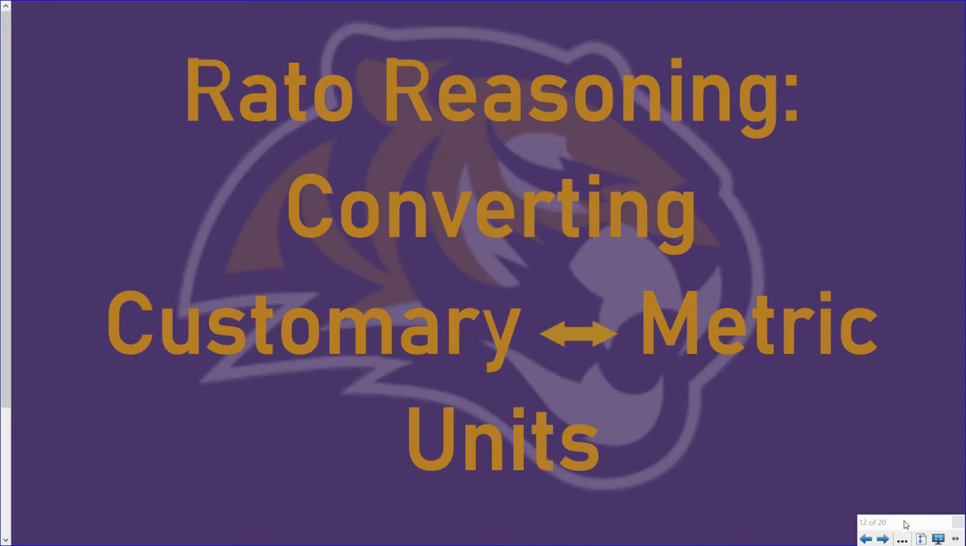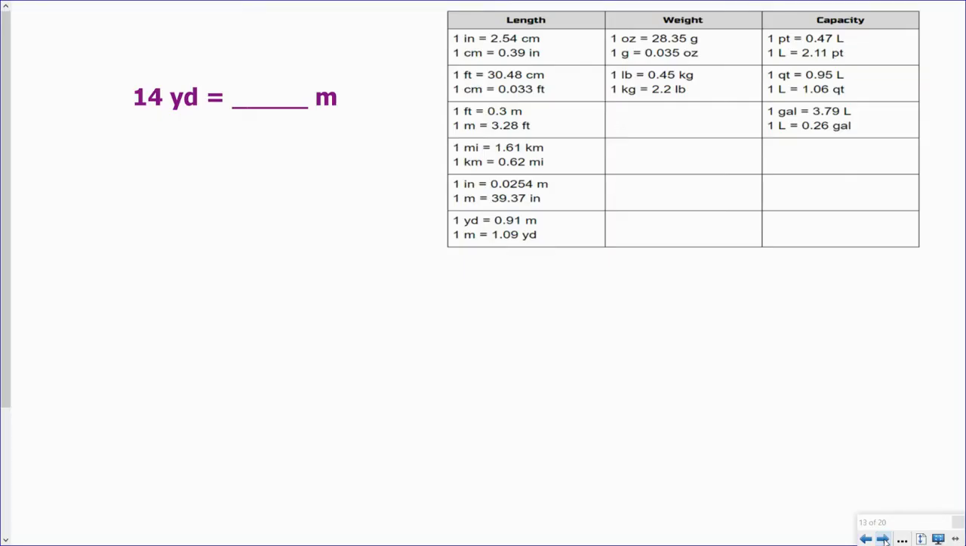In this video, we're going to take a look at ratio reasoning. And using that reasoning, we're going to convert between customary and metric units of measure. So first I have 14 yards equals blank meters. And so I find in my table where I'm comparing yards and meters, and you're going to notice that I have two different ways to do this.